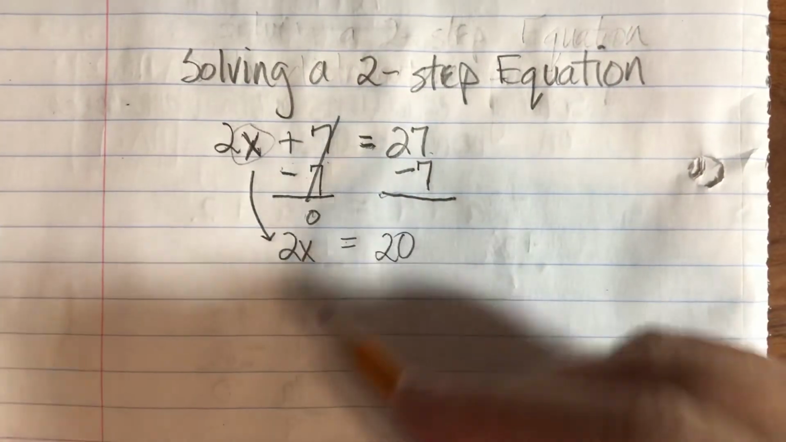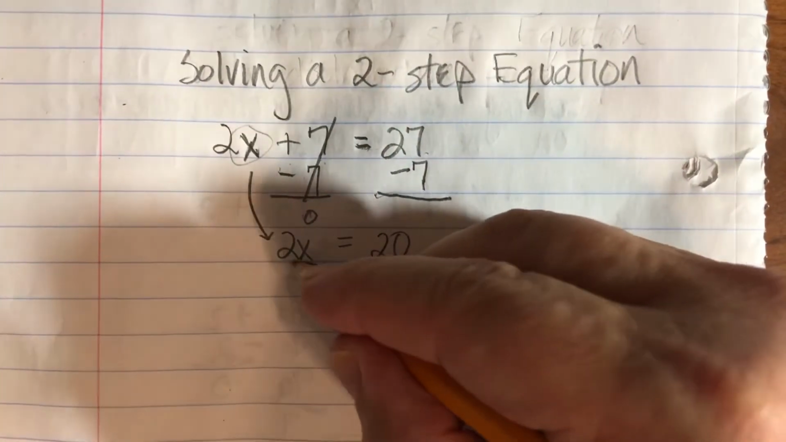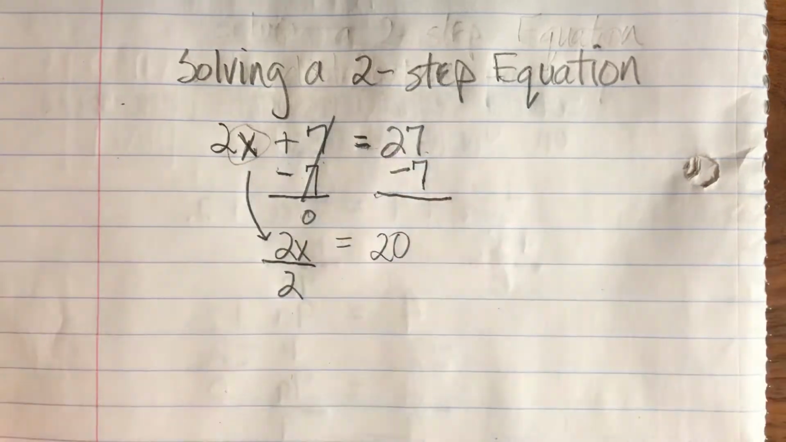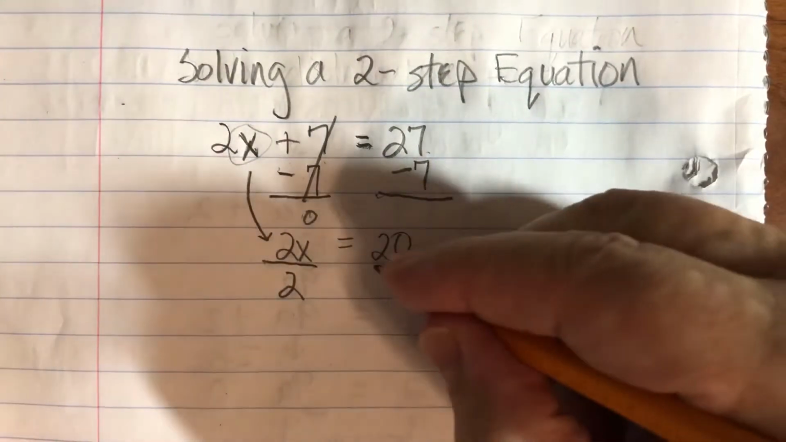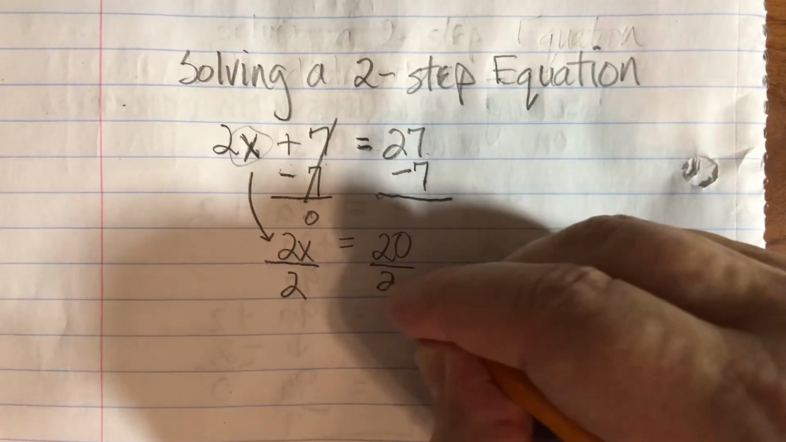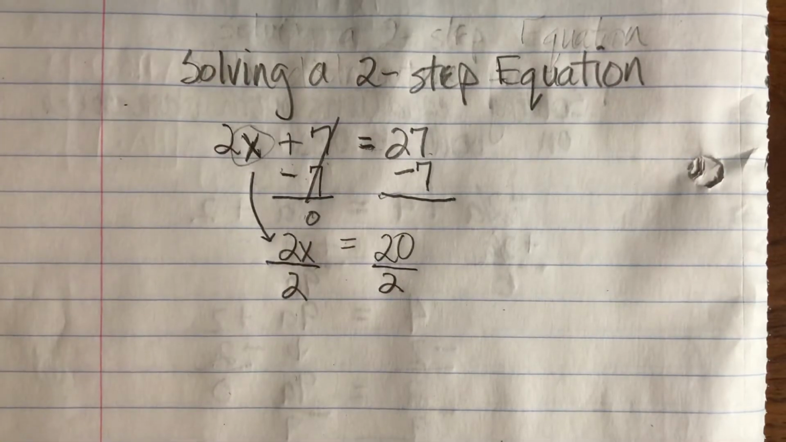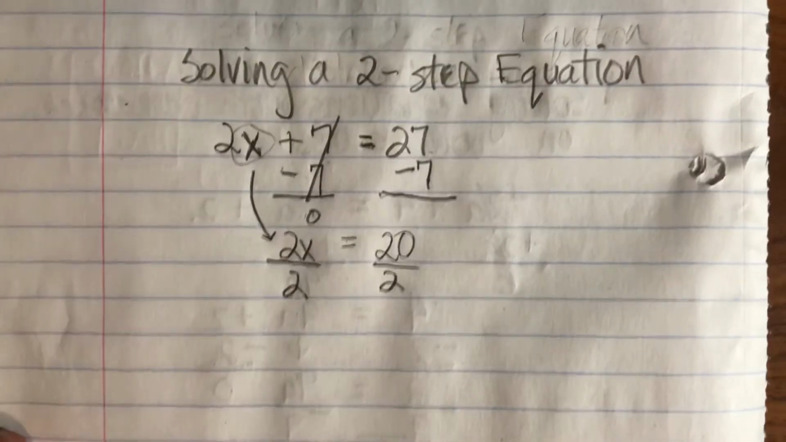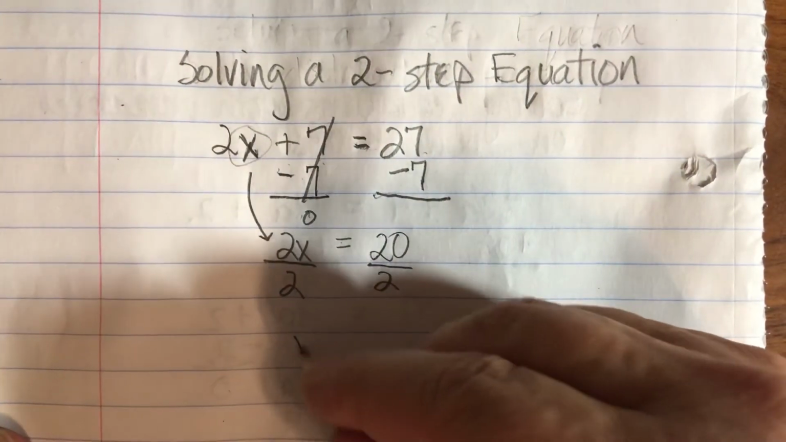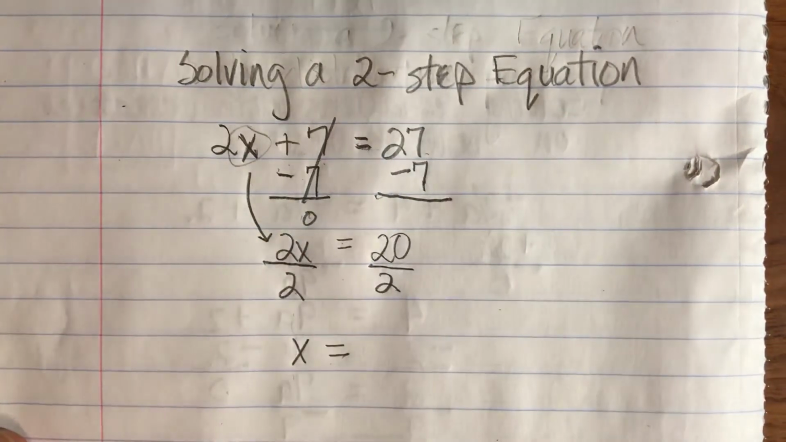All right, so this is 2 times x. Well, I undo that by dividing. And the way I divide, of course, is make that a fraction. I draw a line and put a 2 underneath it on both sides. Well, 2 divided by 2 gives me my goal, which is to make a positive 1.